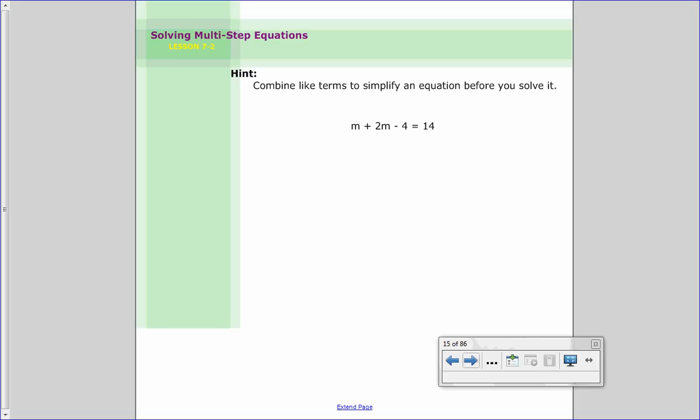So here I have this equation. m plus 2m minus 4 is 14. All right, so we look at the side with the variables, and we have an m plus a 2m. So we need to combine those before we can do the 2-step equations like we did yesterday. Well, if I have an m, and really, again, that means 1m, I have 1m plus 2m, that is 3m, minus 4 is equal to 14.